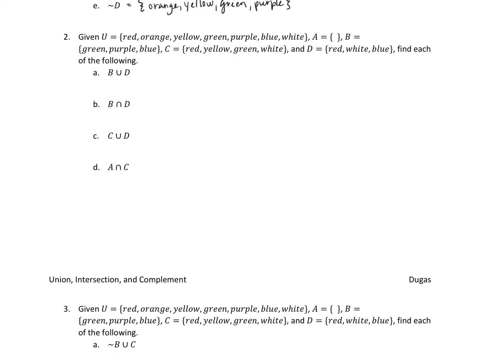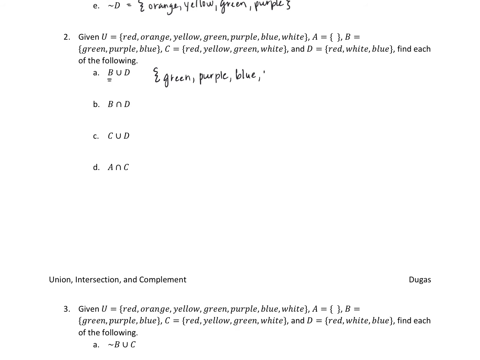So let's look at and find these. So A, we want to find B union D. A union means you're going to bring everything from both sets to a combined set. So for the union we are going to first start with B. Everything from B I'm going to write down. So B includes green, purple, and blue.